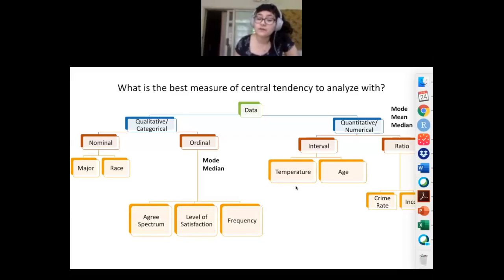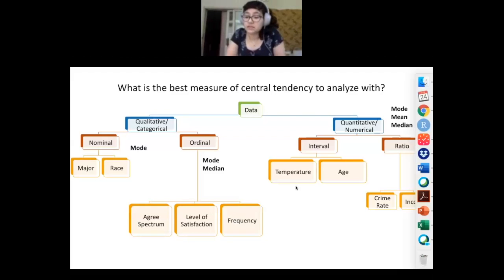For ordinal variables, we can only use the mode and the median. The mean doesn't mean as much in this situation, although we could use it. It's not as helpful. And when we're thinking about nominal, we can only use the mode. So we can only use the thing that occurs most frequently.